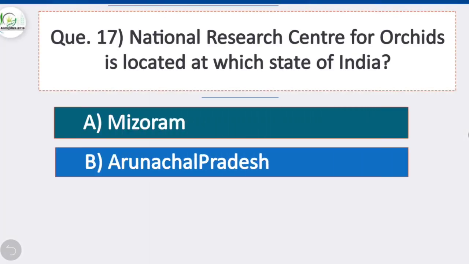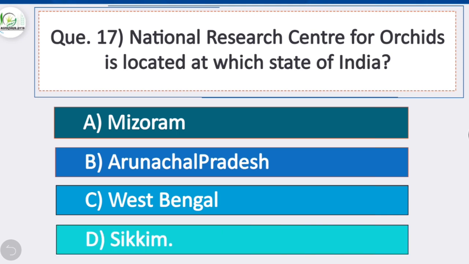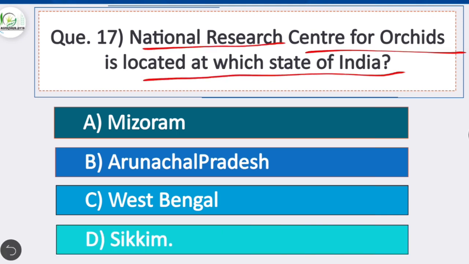Next question, question number 17. The National Research Center for Orchids is located at which state of India? Option D is correct, Sikkim. The National Research Center for Orchids is located at the state of Sikkim.